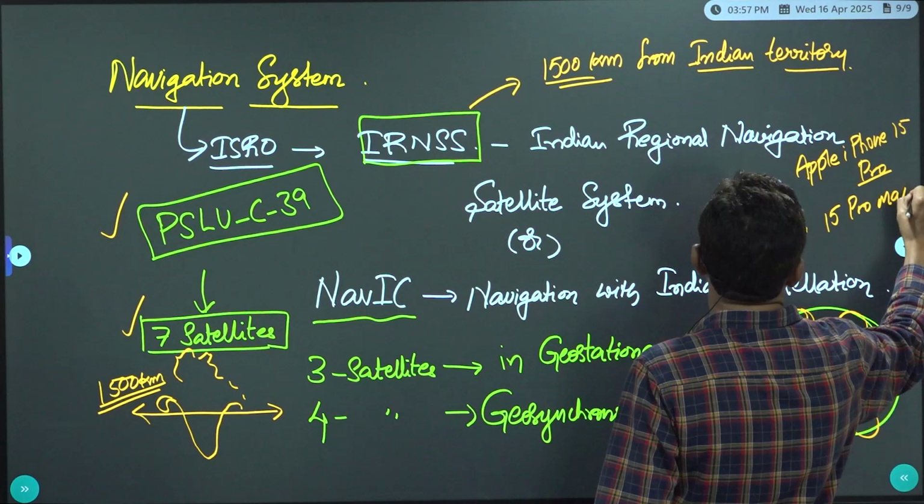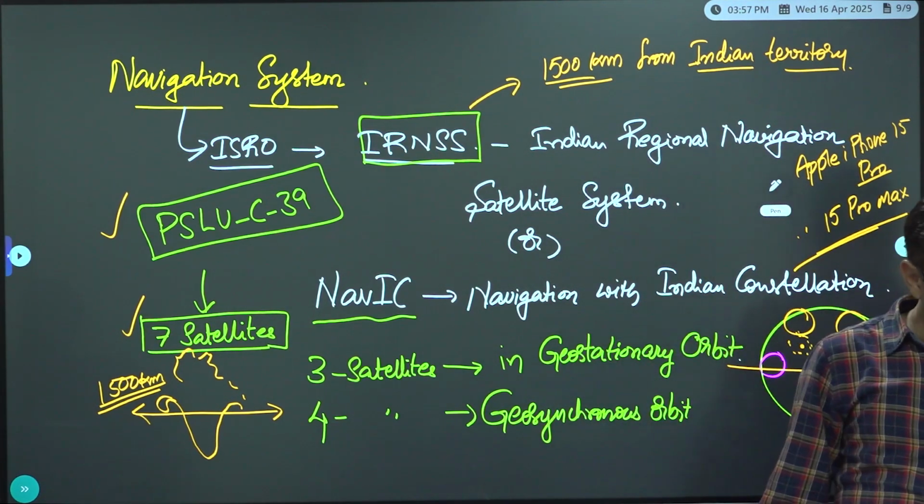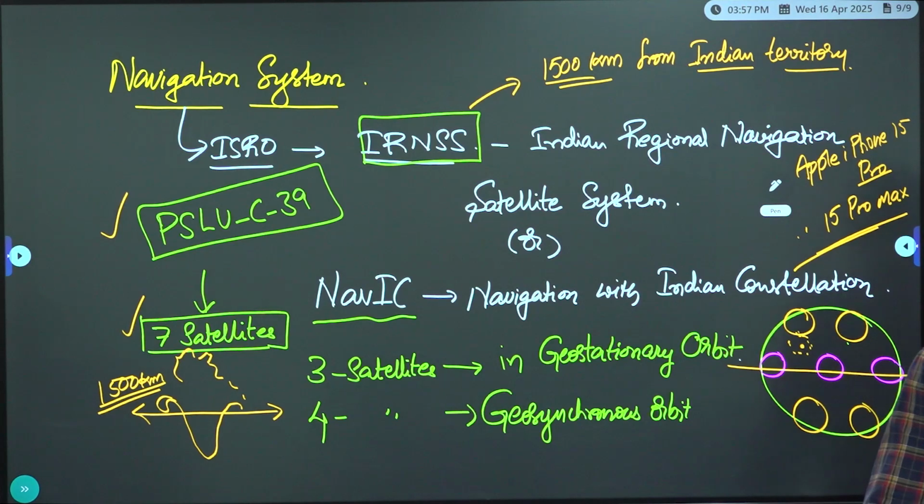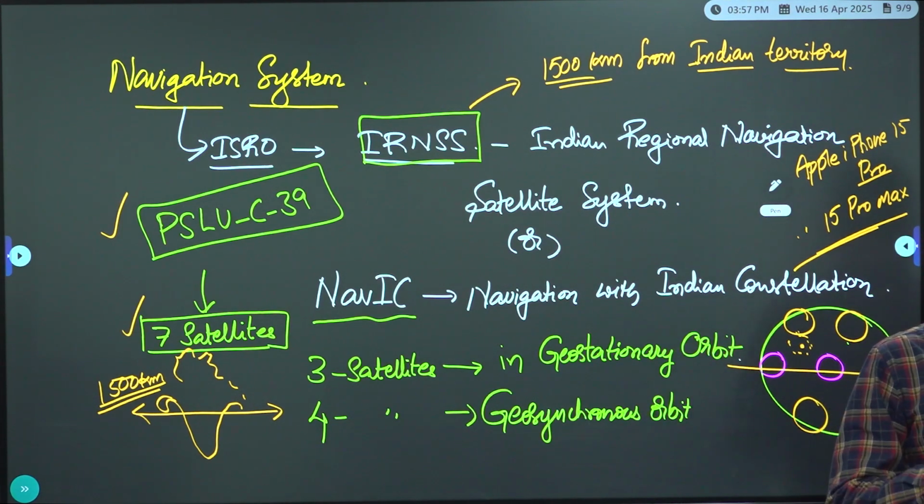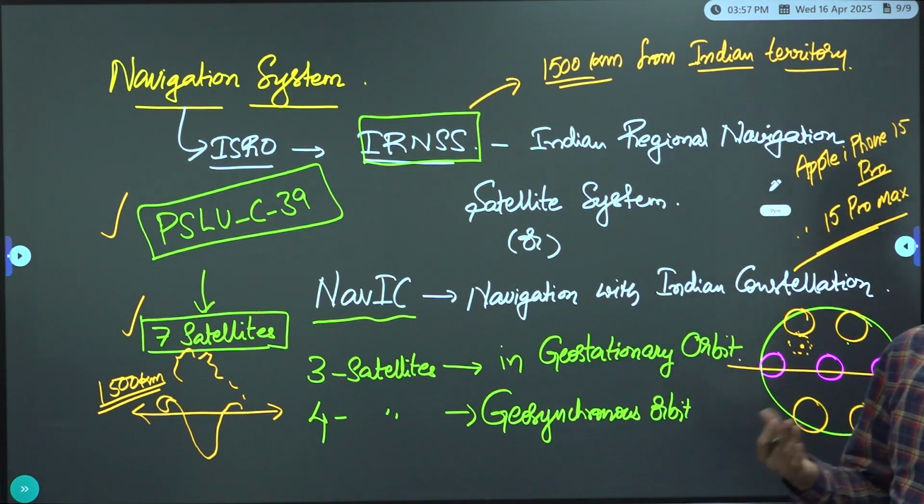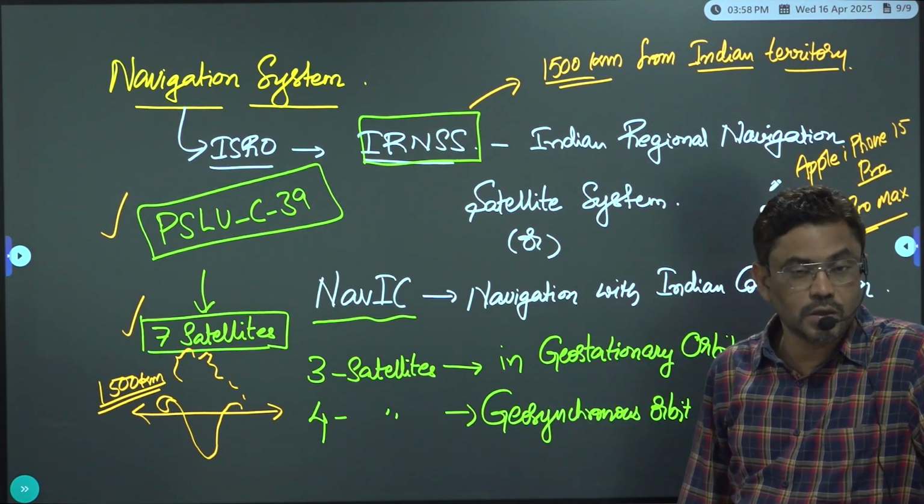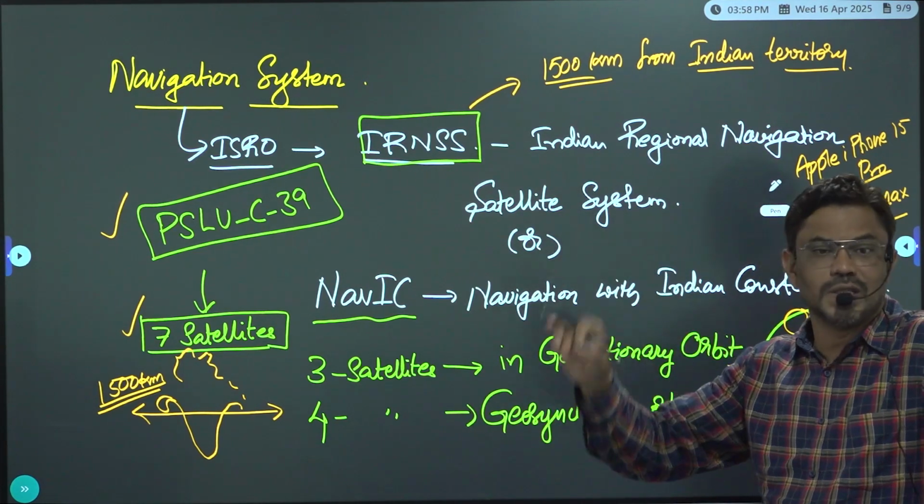Navic integration in smartphones, Apple iPhone 15 Pro and 15 Pro Max. But the present smartphones work on the GPS system. GPS is the Global Positioning System, which is the navigation system of the US. Okay, you remember this one.